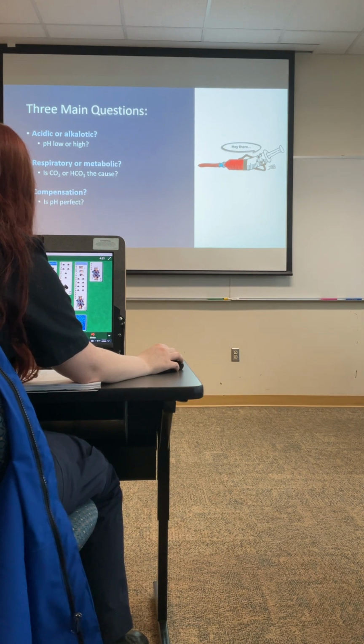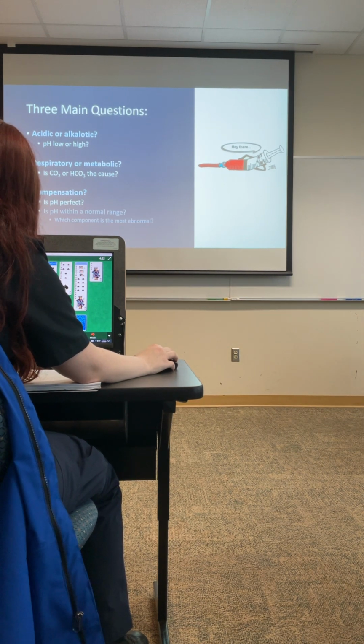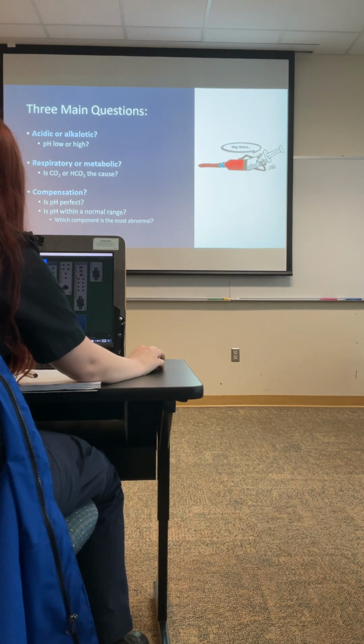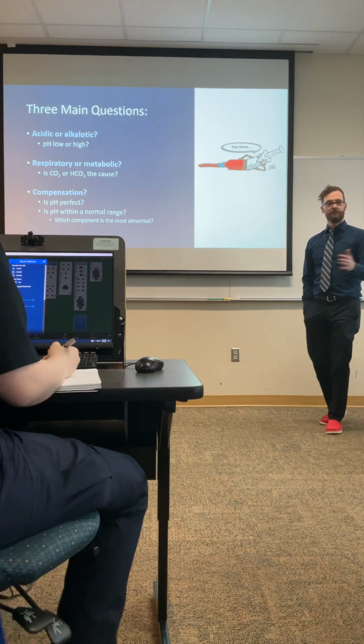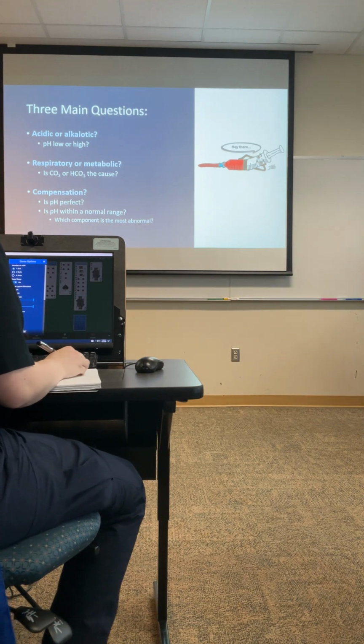The third question we'll get into is compensation. If your pH is perfect, but one of these components is out of whack, then you're balancing it. You're compensating. That's probably the hardest concept to get. We'll save that for the end.